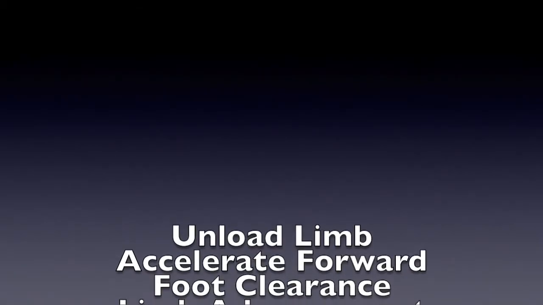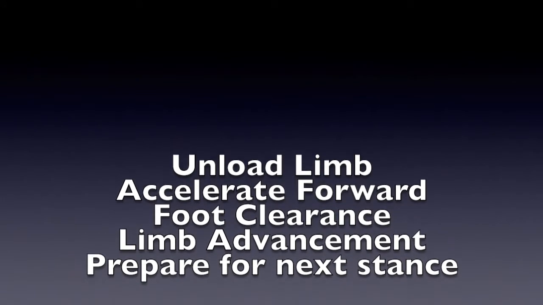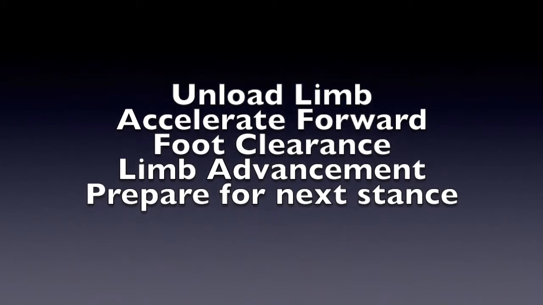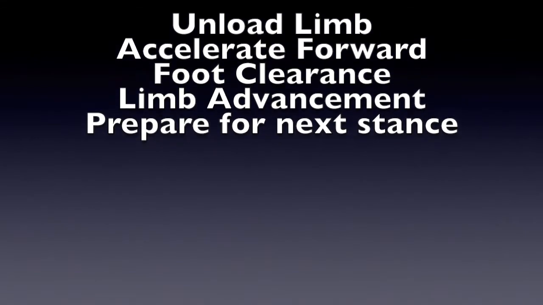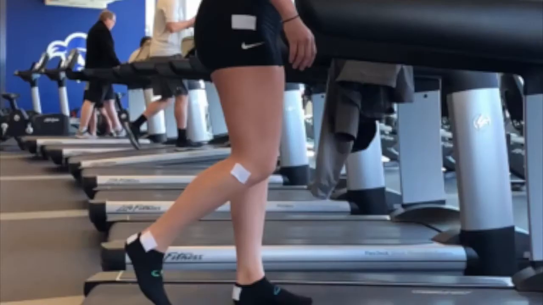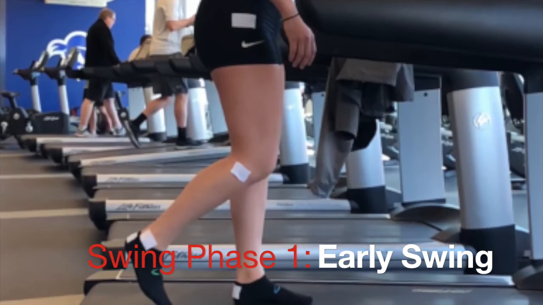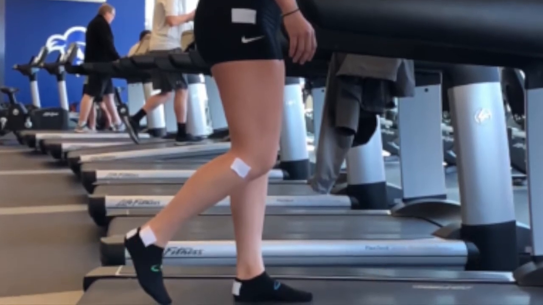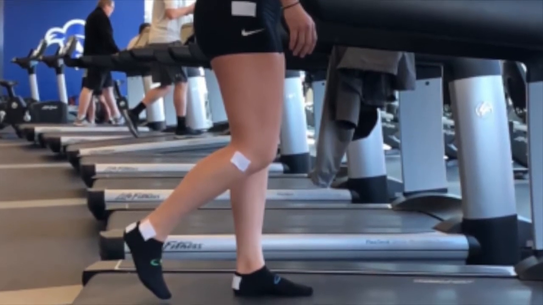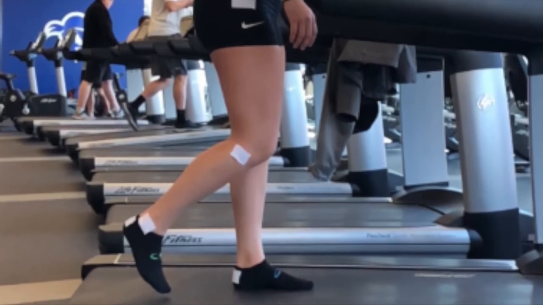The main goals of the swing phase are to unload the limb, accelerate progression forward, foot clearance, and completing limb advancement so that the limb is moved from behind to in front to prepare for the next stance phase. The first subphase of the swing phase is known as early or initial swing, and it accounts for 60 to 75% of the total swing phase.